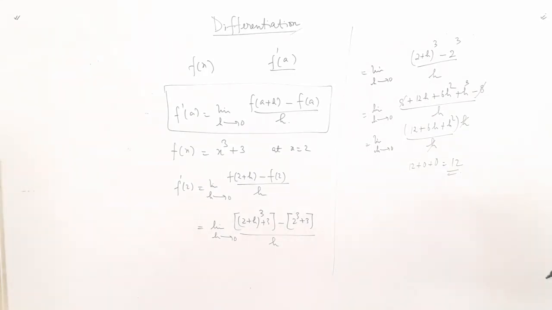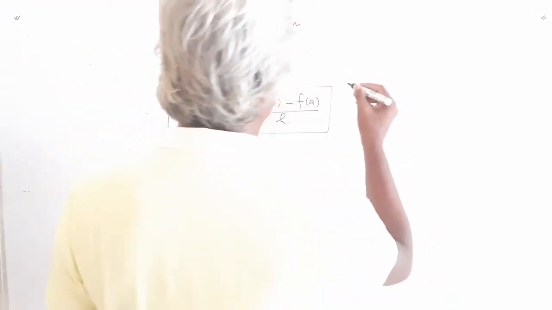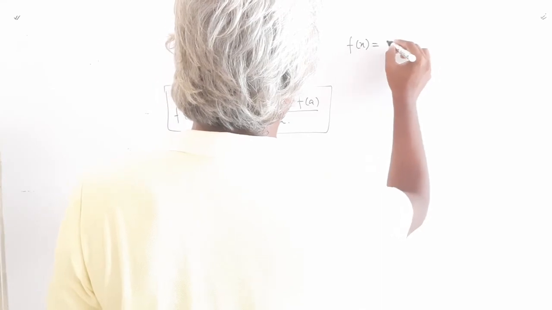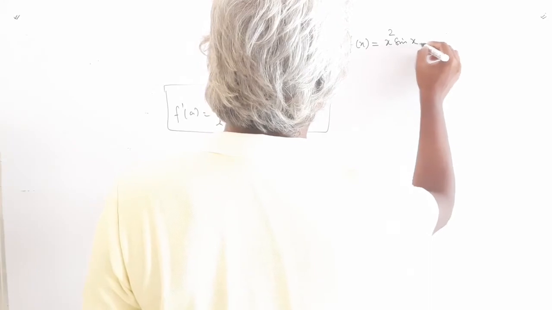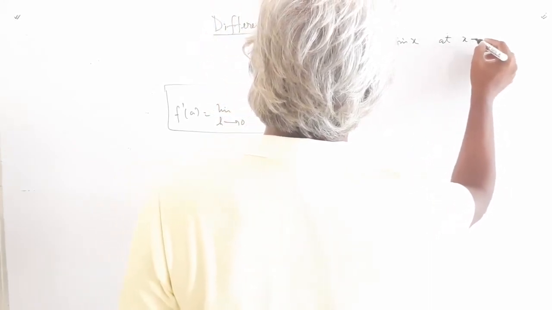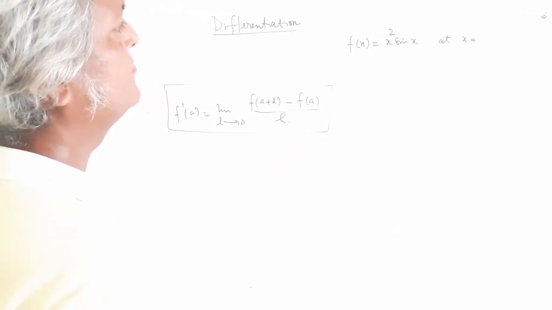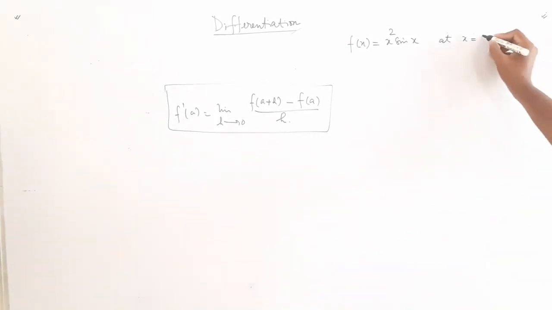Now I would like to solve another example. I need to clear the screen first. Okay, now suppose I am interested in finding the differentiation of a function f(x) equals x square sine x at x equals 0. Then what will be the answer?